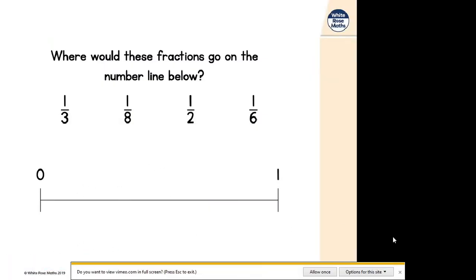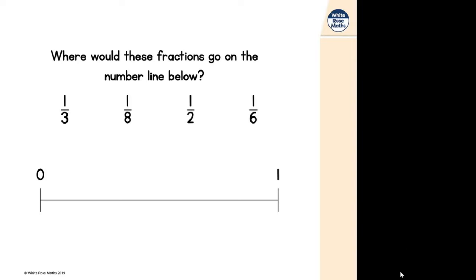So now that you're able to count up in fractions, we need to think about where would we place fractions on a number line? How can we compare them? Take a look at these fractions. What do you notice? What's the same? What's different?